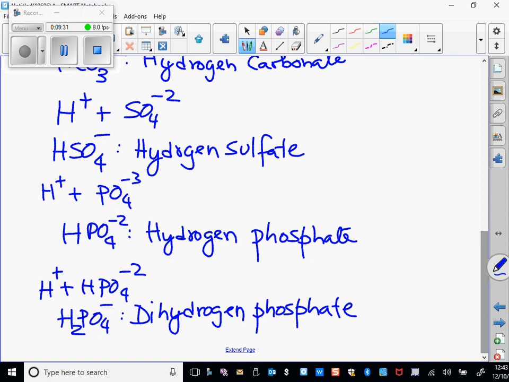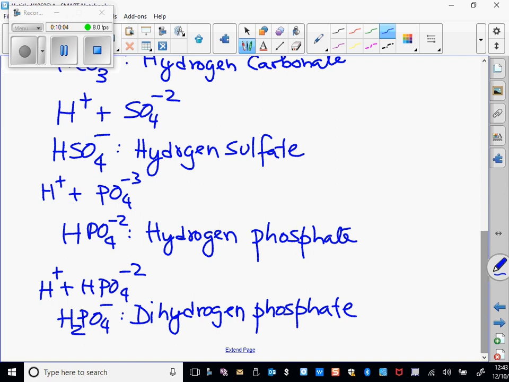So this is a -2, right? That's a +1. It becomes a -1 now. Yes, Sarah. With -1, you can continue to add hydrogen. Yes, Tanaya. When you add hydrogen to a polyatomic ion, all these are just polyatomic ions, right?